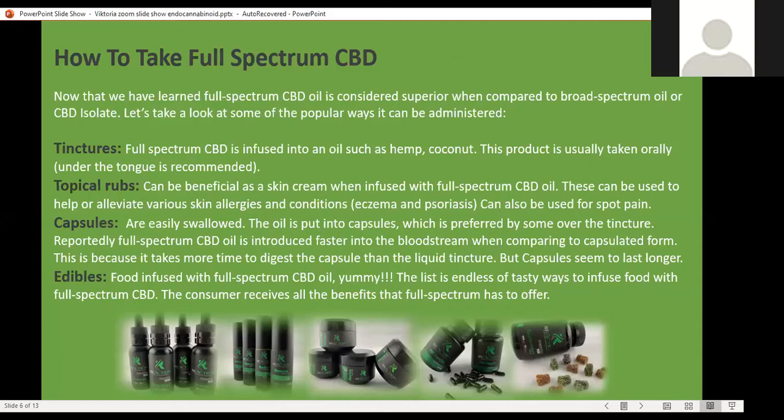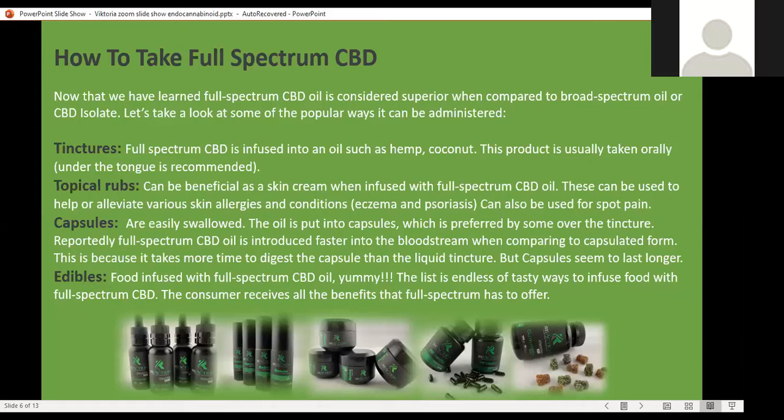Topicals are beneficial to skin when infused with full spectrum CBD oil. These can be used to help alleviate skin allergies or conditions such as eczema or psoriasis, and they can also be used for spot pain. Then there's capsules. Capsules are easily swallowed. They're very concentrated and infused with full spectrum. Some people prefer these over the tincture oils. It does take a little bit longer to digest, but the effects seem to last a little bit longer.